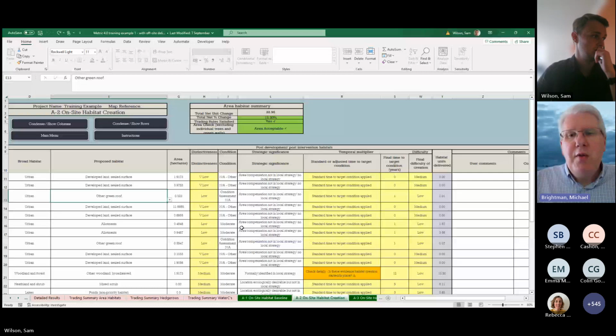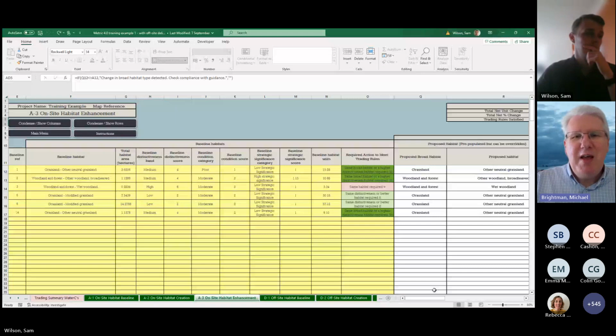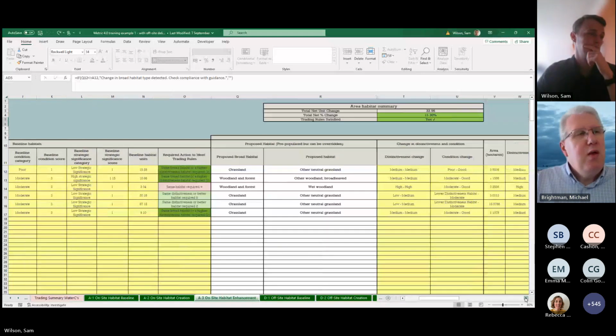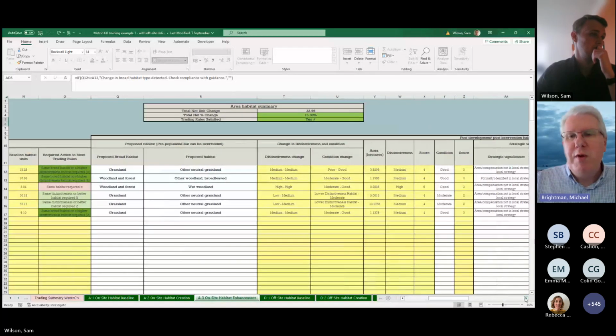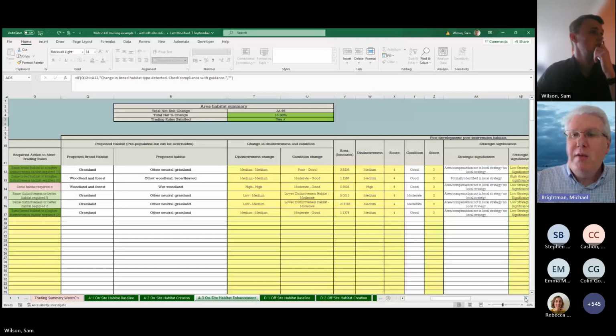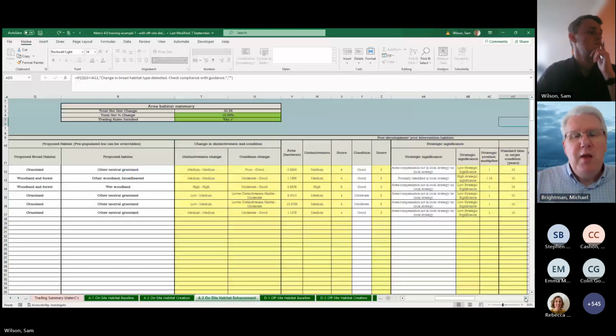Now we're going to look at on-site habitat enhancement. So that's A3. There are 2 ways in which a habitat can be enhanced. You can enhance the condition of a habitat, that is from poor to moderate or moderate to good, and you can enhance the distinctiveness of a habitat. So, for example, a low distinctiveness grassland, modified grassland, to a medium distinctiveness grassland, or the neutral grassland. And we see both those examples here in this metric.